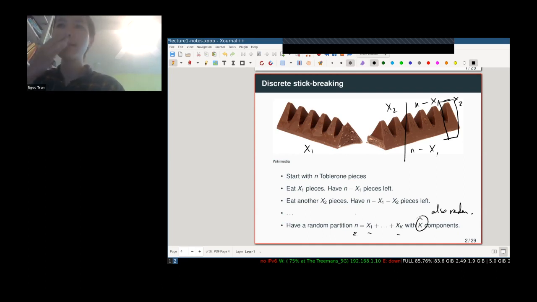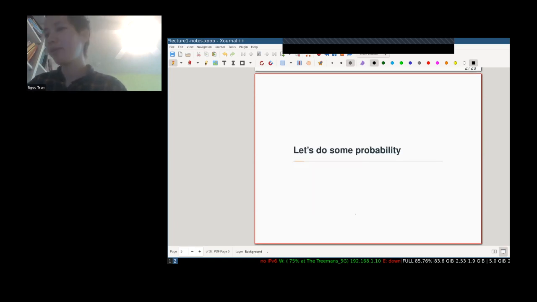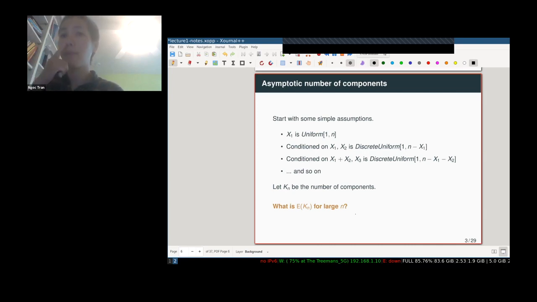So let's think a bit about this scheme. Let's do some probability now. Let's think a little bit, for example, what can I say about the expected value of the number of components when n is large? Okay, so let's do the simple assumption. These are the ones that Erika suggested, right? So let's have x1 be uniformly distributed between 1 and n. So I have 1, 2, 3, etc., all the way up to n. This is to take x1 uniformly distributed.